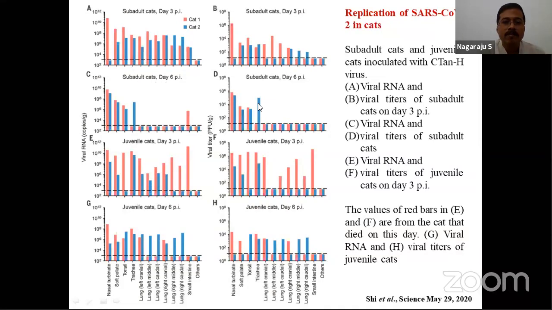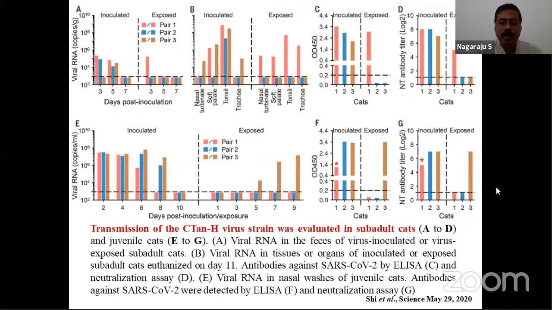They took juvenile cats, the small cats, as well as subadult cats for the studies. They also showed infections from COVID-19 in the nasal turbinate, soft palate, tonsils, trachea, as well as in the lungs. Then they checked whether it can be transmitted from one cat to another cat.